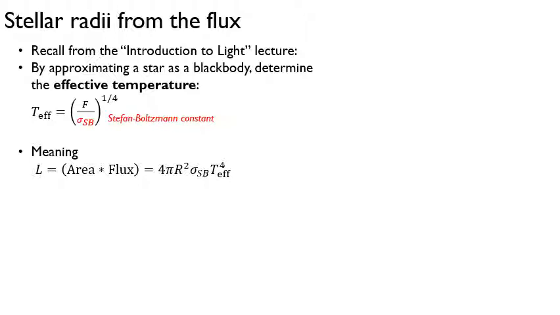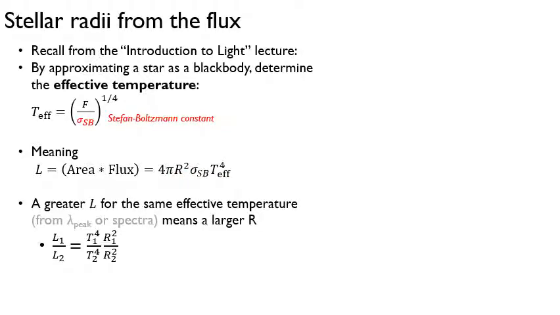We can approximate our star as a black body, which is usually an okay approximation, if not a great one. And what that means is that the luminosity of a star is proportional to the radius squared times the effective temperature to the 4th power. And so if you have a greater luminosity but the same effective temperature, then that means that star has a larger radius. Or if you can get the 2 effective temperatures and get the 2 luminosities, then you can relate the 2 radii to each other.